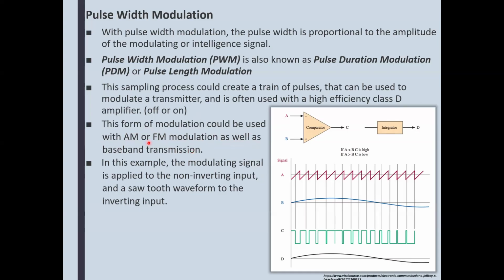Baseband transmission. In this example, the modulating signal is applied to the non-inverting input and a sawtooth waveform to the inverting input. So here's the clock, here is the intelligence, here's the modulated signal, and here's the recreated signal right here.